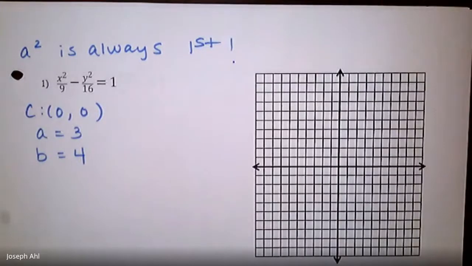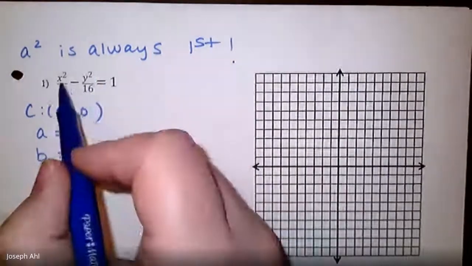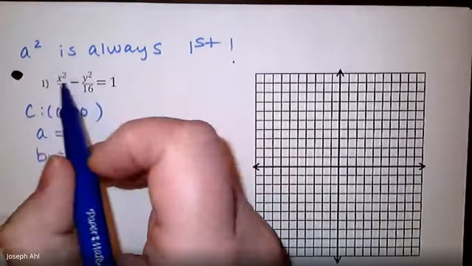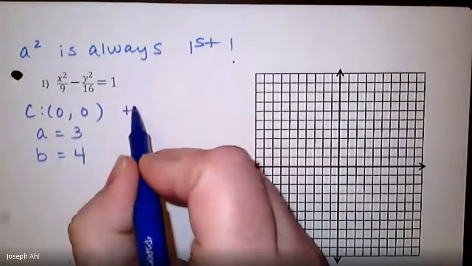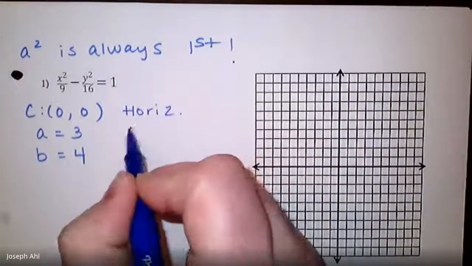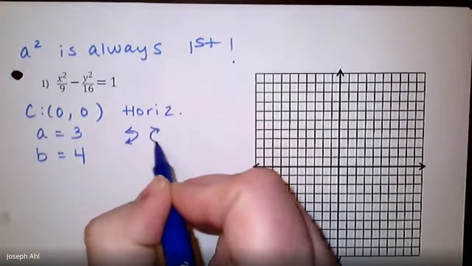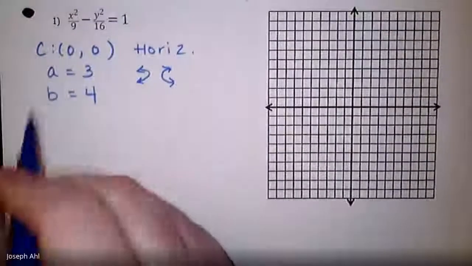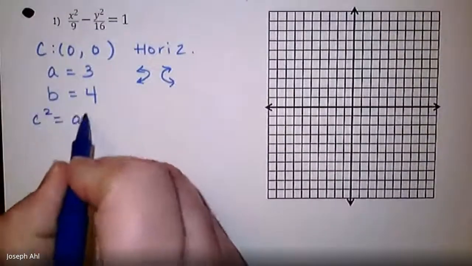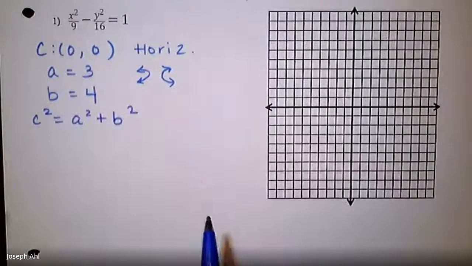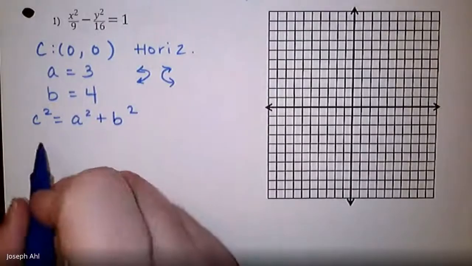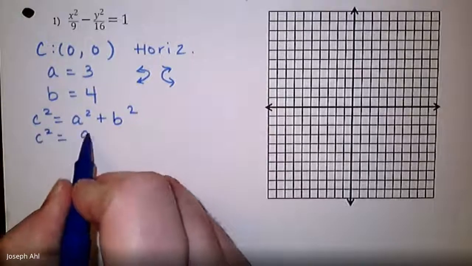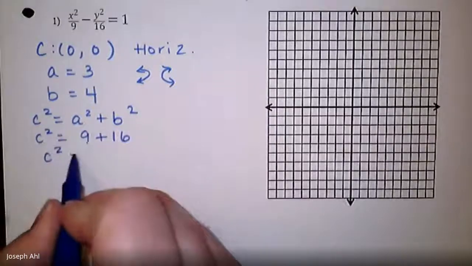What else do I know about this hyperbola? I know that because x squared comes first, or that x squared is the positive term, it's going to be opening horizontally, just like the image on the front page, opening its branches to the left and to the right. Before we make our sketch, we typically also find the value of C. Remember, the new relationship is that C squared equals A squared plus B squared. So in this case, C squared would equal 9 plus 16, which is 25.